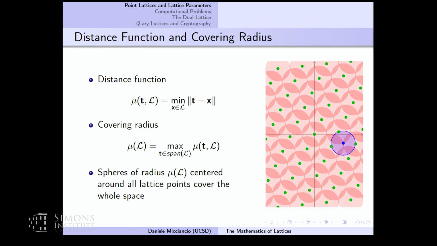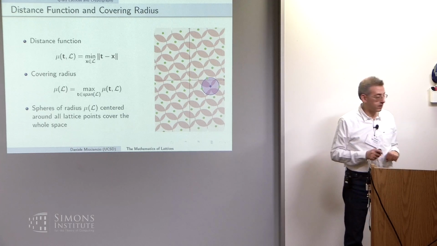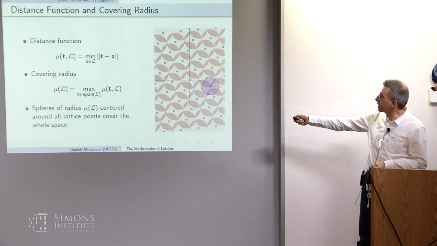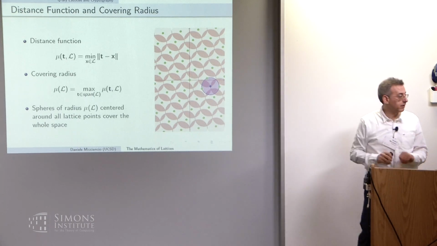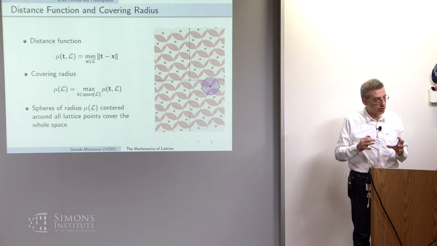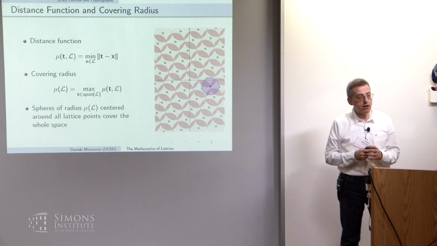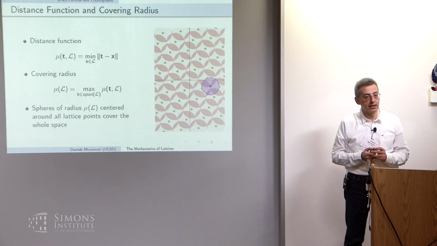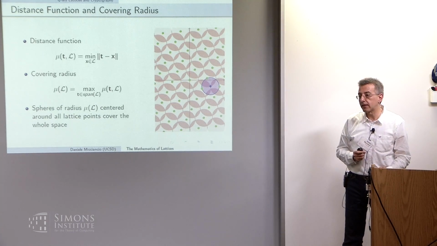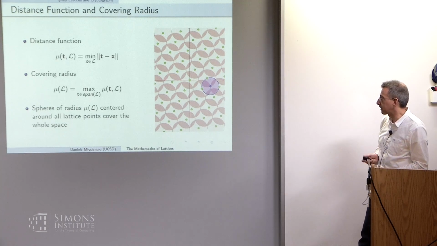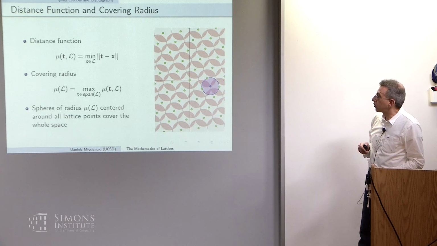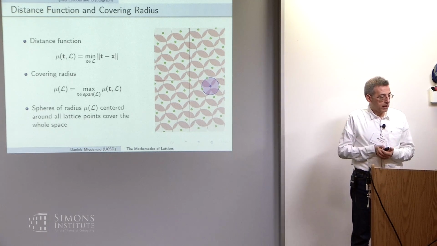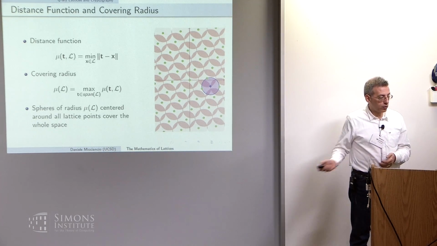You keep increasing the radius of the spheres until they cover the entire space. And once they cover the entire space, the radius of these spheres will be exactly the covering radius of the lattice. So that's why it's called covering radius, because it is the radius that is required to cover the entire space with spheres that are centered around lattice points. Okay, so these are the most important classic quantities associated to a lattice.